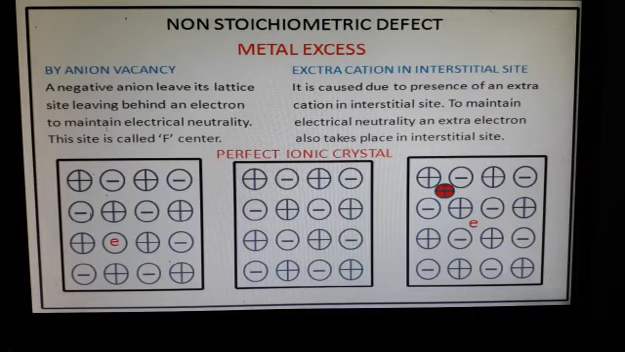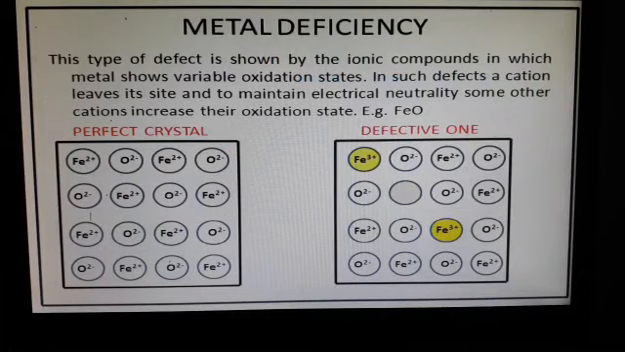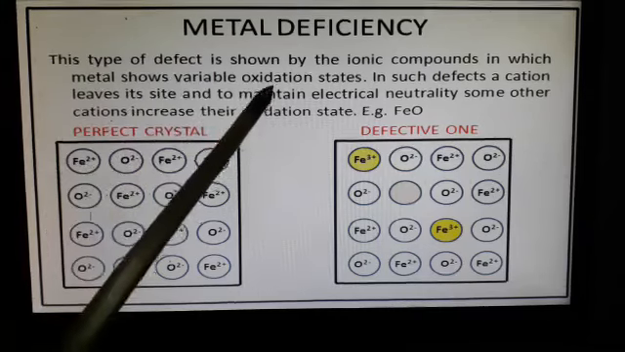Now let's see metal deficiency. This one is metal deficiency. This type of defect is shown by the ionic compounds in which the metal shows variable oxidation state. What is the meaning of variable oxidation state?